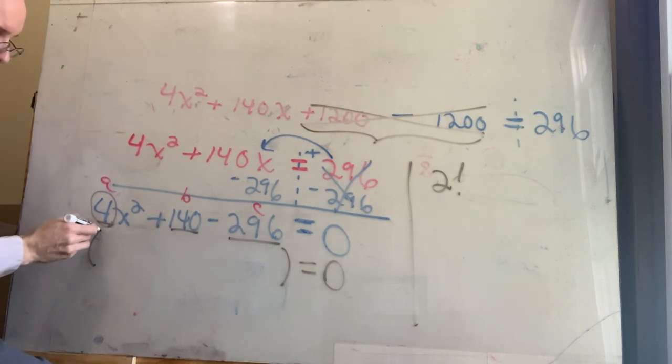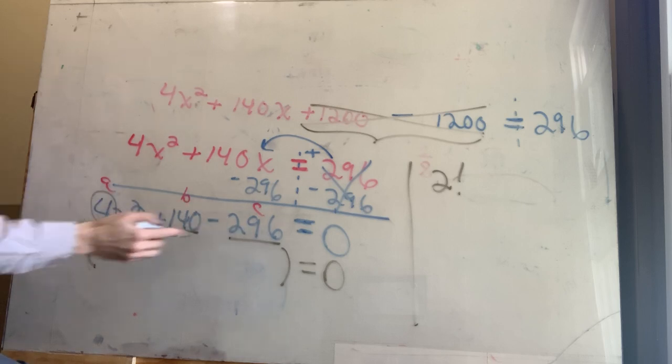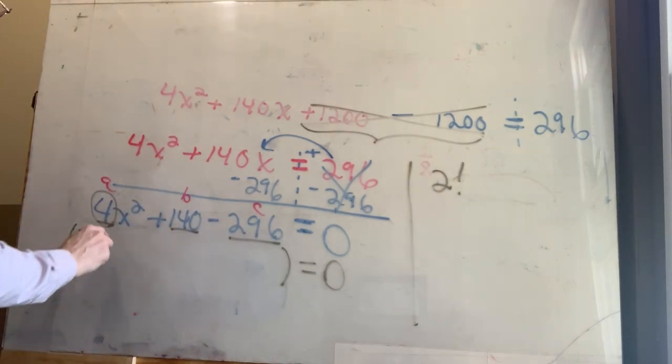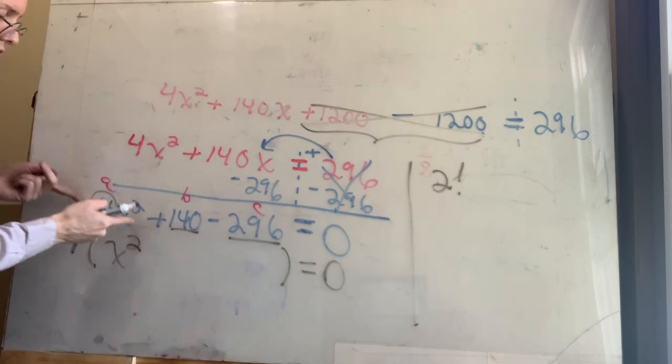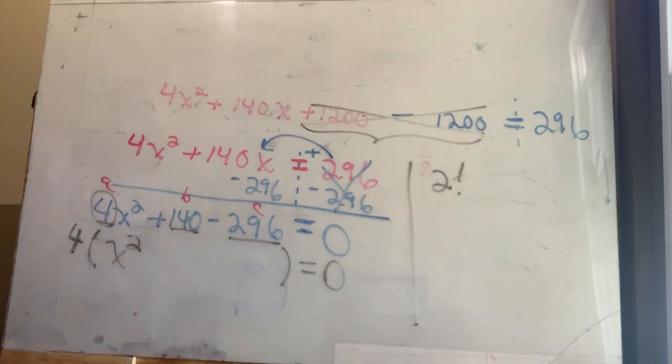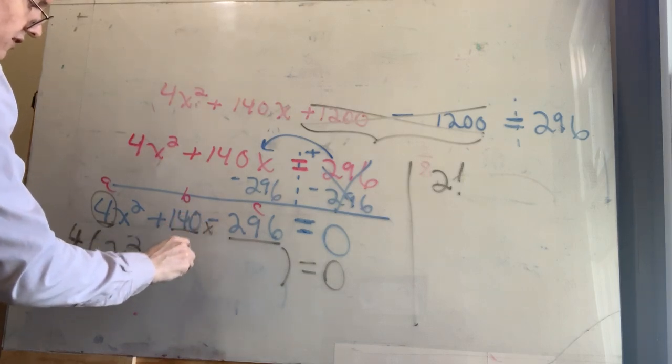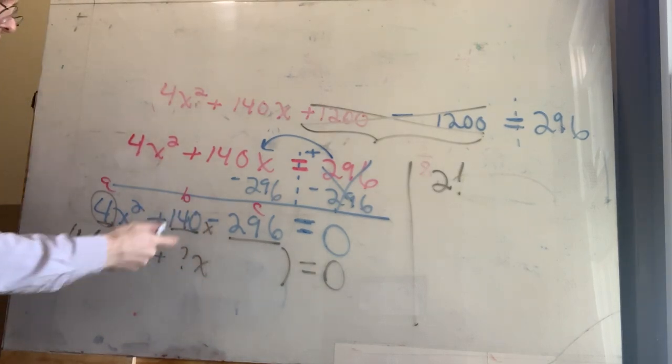So I'm gonna put that here. They don't have a letter in common, so I can't go any further with that. 4 times x squared would produce this first term. 4 times something, I have to establish what it is, it's an x, is 140.